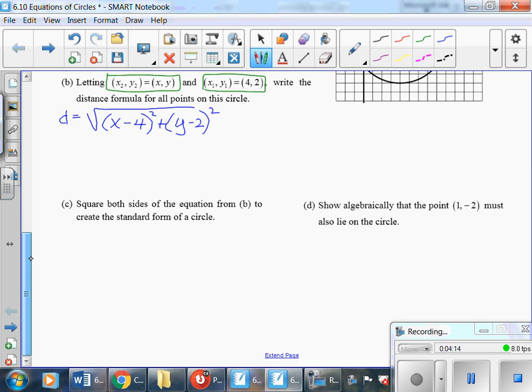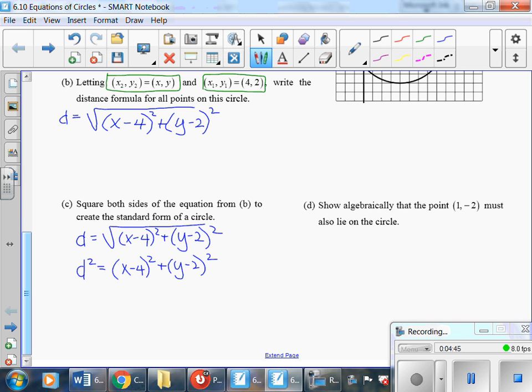Now if you look at C, C says square both sides of the equation from B. Well, if I have d is equal to, let's write this down again, the square root of x minus 4 squared plus y minus 2 squared, and now I square both sides, I'm going to have d squared is equal to, and we do that so we can eliminate that square root, x minus 4 squared plus y minus 2 squared.